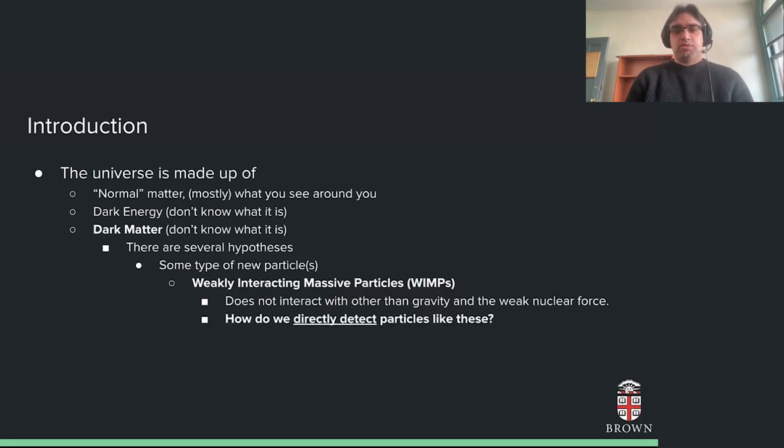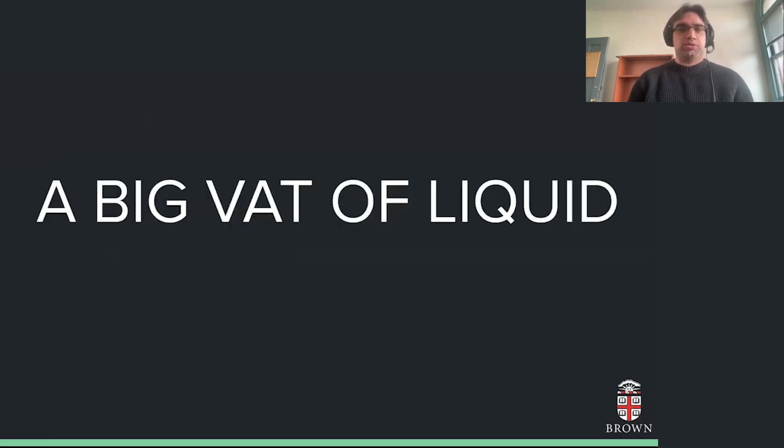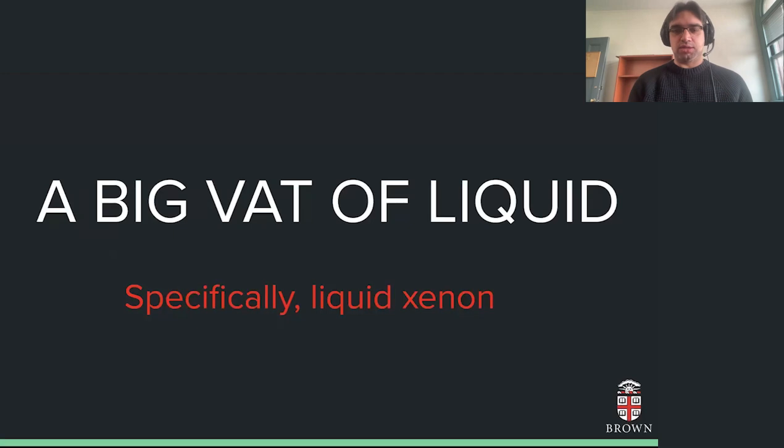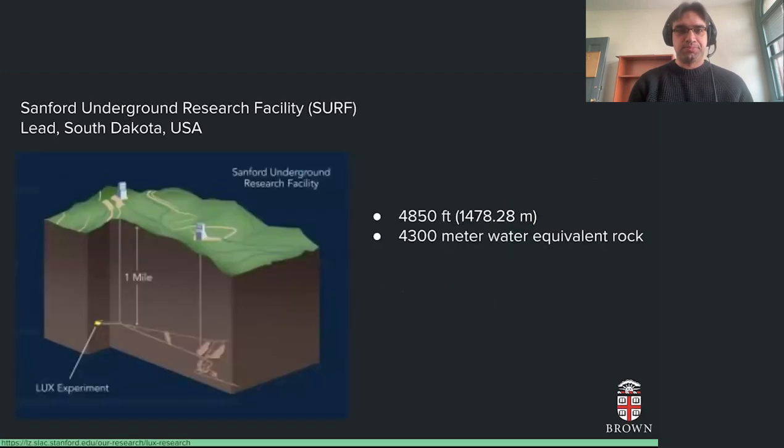But if they only interact weakly, how do we directly detect them? I mean, if they interact weakly, then they're not going to interact with you or me or any sort of matter very often. It's very hard to detect if they exist. So we use a giant vat of liquid to detect them. It sounds silly, but I promise you, it's not. It's actually quite a sophisticated and ingenious way of doing things. Specifically, we're going to use a giant vat of liquid xenon to try and detect these hypothetical WIMPs.